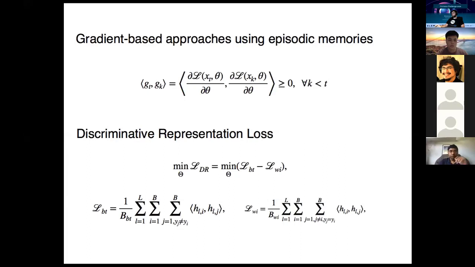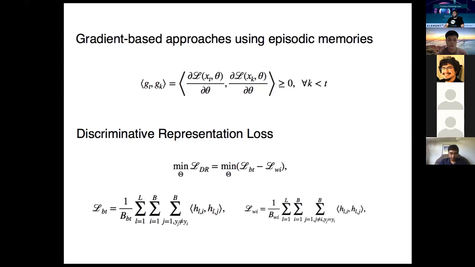But in most of those methods, they reproject the gradient during training time, so it's expensive in computational cost. By some empirical study, we found that the inner product of gradients is actually correlated with the inner product of the representations. So we used an extra loss to replace the reprojection of the gradient, which we call discriminative representation loss.